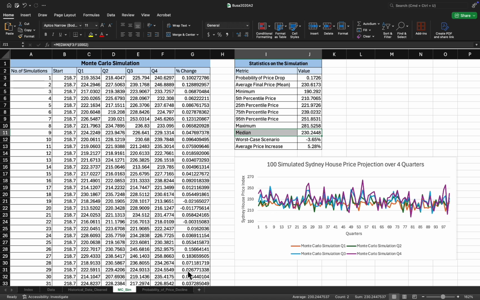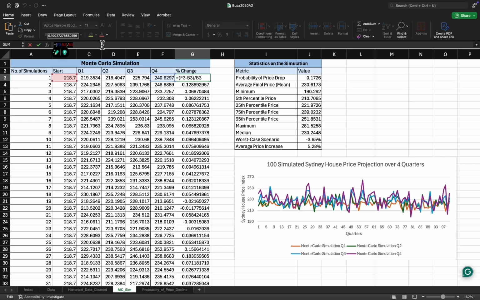Now in the percentage change column, I will use this formula to get the percentage of price changes in the fourth quarter. Here, a positive value means the price has increased, negative means it decreased. So now we know how the computer uses historical patterns we saw earlier to generate realistic possibilities.